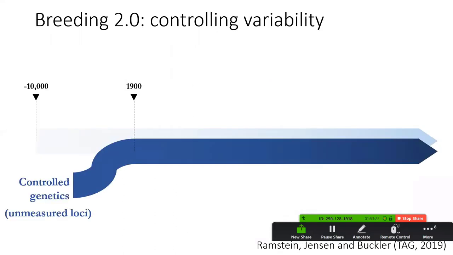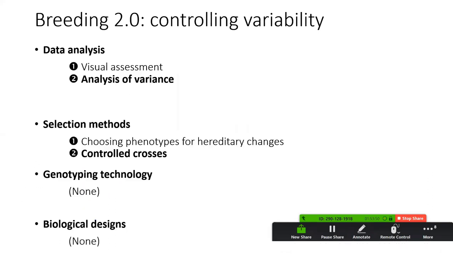And so until the 20th century, we didn't have any idea about the actual nature of genetic variability. Even though we selected for hereditary changes, we didn't have a concept to grasp the reality about what makes selection, what makes crop improvements.